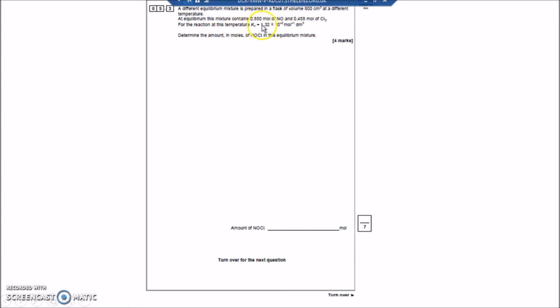So the reason Kc is changed is because the temperature has changed. The equilibrium constant would stay the same if the temperature stays the same. So Kc only changes if you change temperature, but we have changed temperature, so that's why Kc has changed. Determine the amount of moles of NOCl in this equilibrium mixture.